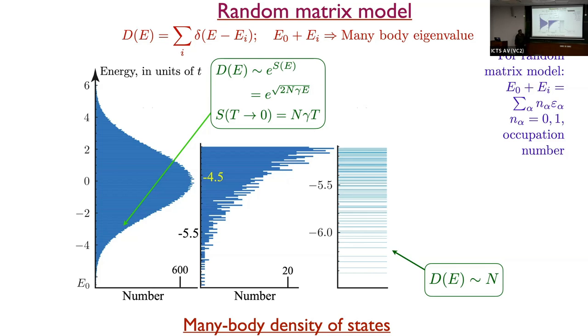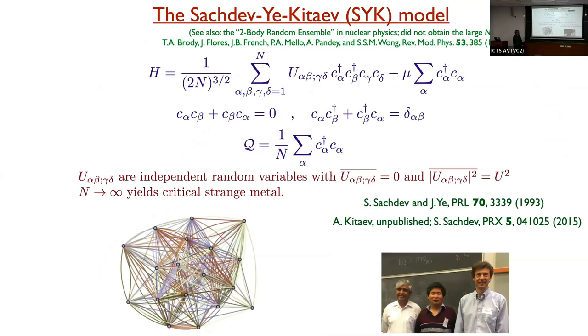Now let's move on to something more interesting. I'm going to show a few more slides. This is the SYK model. It's very similar to the random matrix model I talked about, except there's no two fermion term. There are only interactions between the fermions. So you have sites alpha, beta, gamma, delta that go from 1 to N.